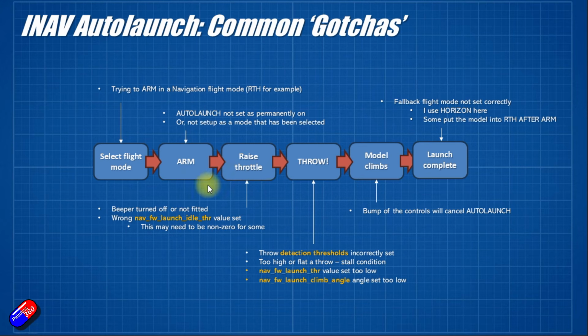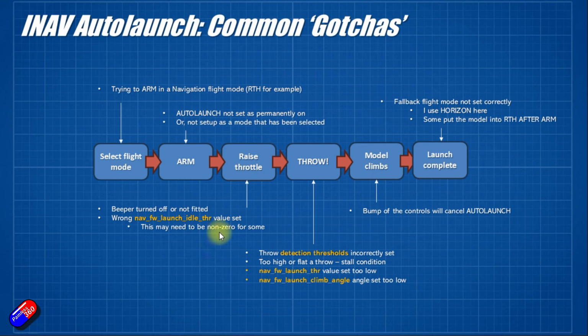Now, at this point, we are in a safe condition until we raise the throttle. Once the throttle is raised, it's going to detect when you throw it. So you need to make sure that you have a good hold on the radio, raise the throttle to 100% on the radio, and then the beeper will change its beeping, and that means that it's ready to throw.